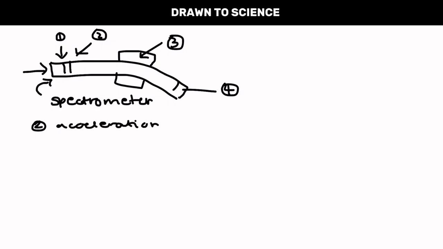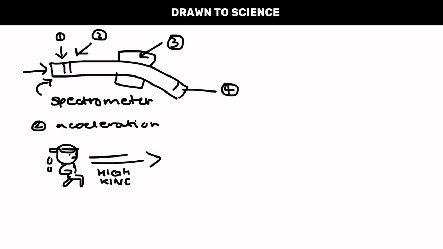Step 2 is acceleration. In acceleration, these ions are accelerated by extreme kinetic energy so that they can be measured to find where the long-lived radioisotopes are against the more prevalent, abundant, stable isotopes.